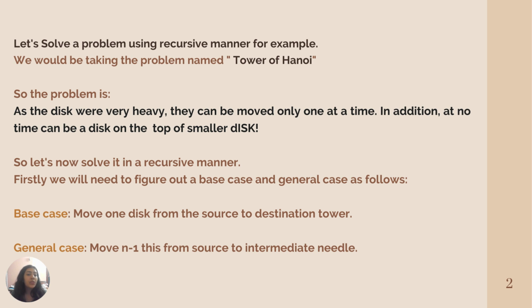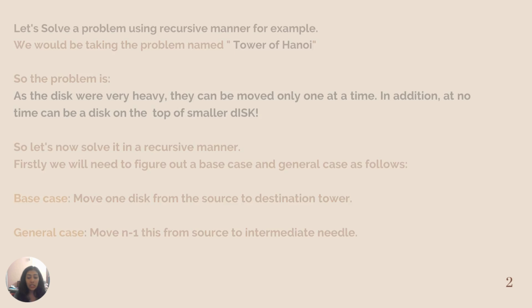Firstly, we will need to figure out a base case and a general case as follows. Our base case would turn out to be move one disk from the source to destination tower, and a general case will be move n minus 1 disks from source to intermediate needle.